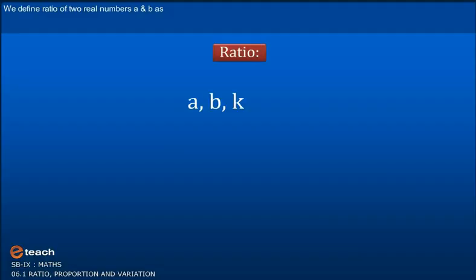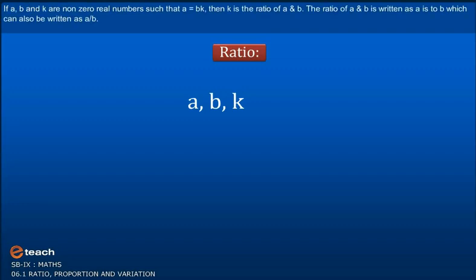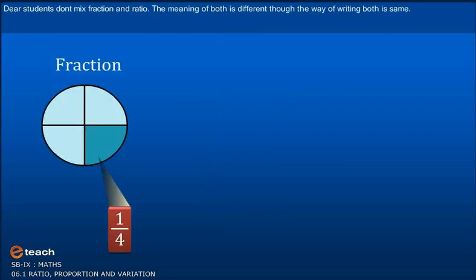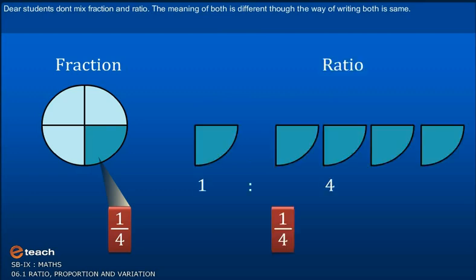We define the ratio of two real numbers A and B as follows: if A, B and K are non-zero real numbers such that A is equal to BK, then K is the ratio of A and B. The ratio of A and B is written as A is to B, which can also be written as A by B. Dear students, don't mix fraction and ratio, okay? The meaning of both is different, though the way of writing both is the same.